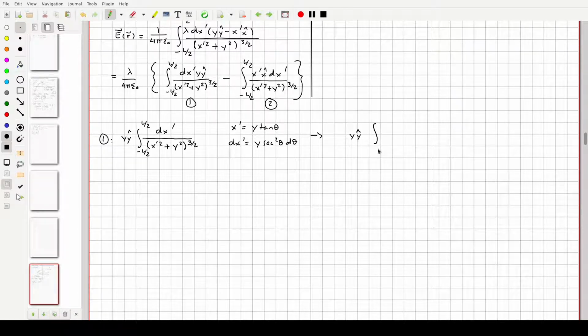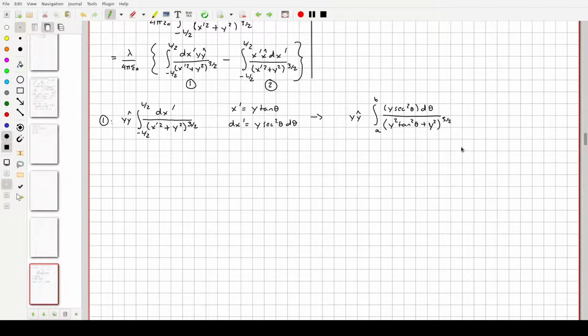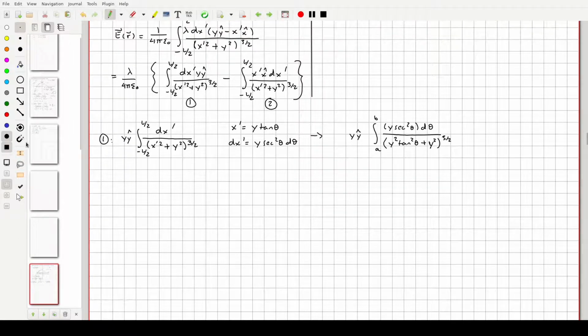Now, I'm going to call my limits here a and b. I'm not going to touch them yet, and there's a reason for that. We're going to see that here in a moment. Let me just go ahead and plug stuff in here. This is y secant squared of theta d theta, that's dx. Here, it's y squared tangent squared of theta plus y squared raised to the 3/2. Okay. And now let's draw our triangle.